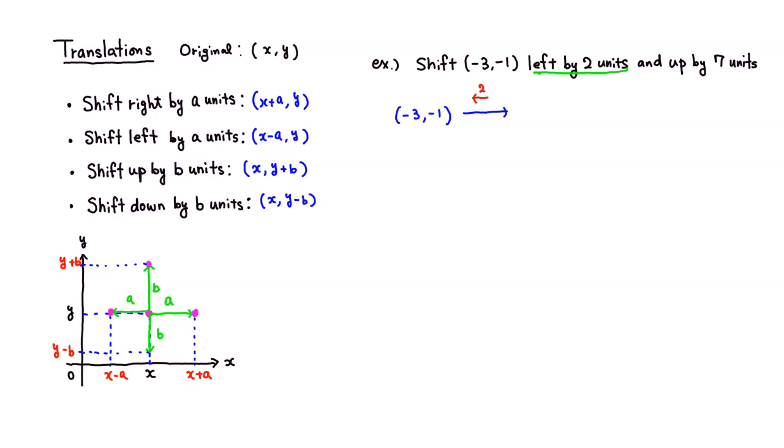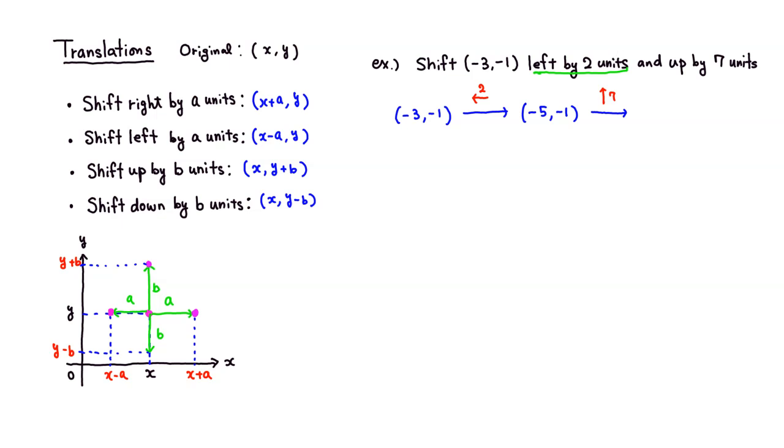Which means that we're going to decrease the x coordinate by 2. So we have -3 minus 2, so it's going to be -5. And the y coordinate remains the same. Then after that, we're going to shift it up by 7 units. So I'm going to just write it this way, shift it up by 7 units.